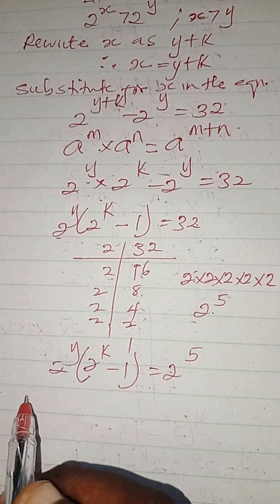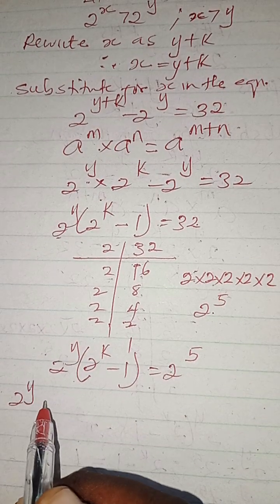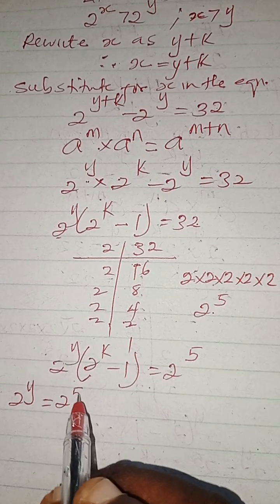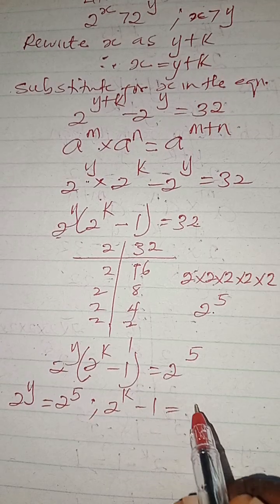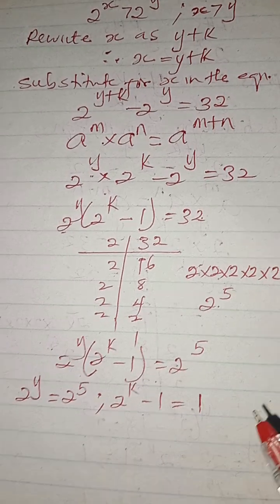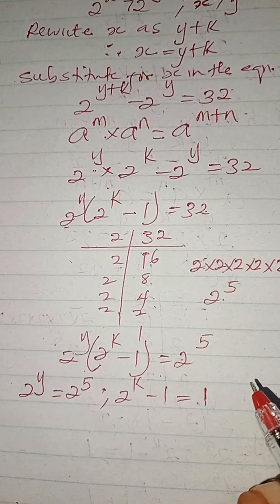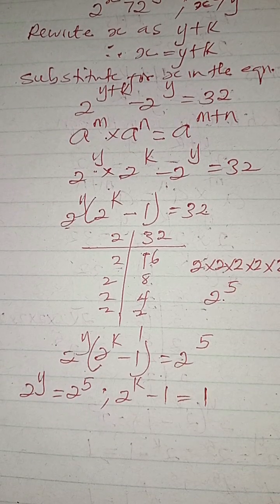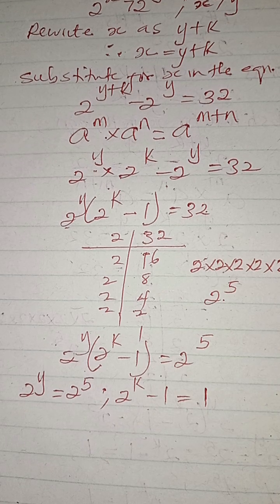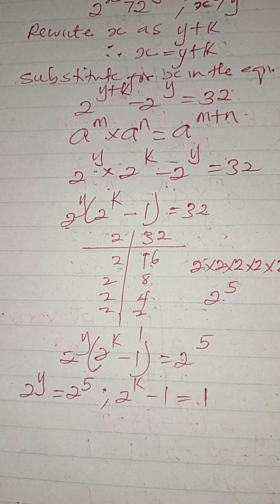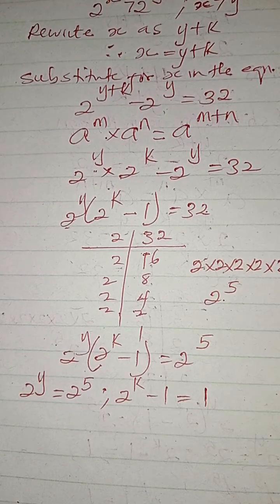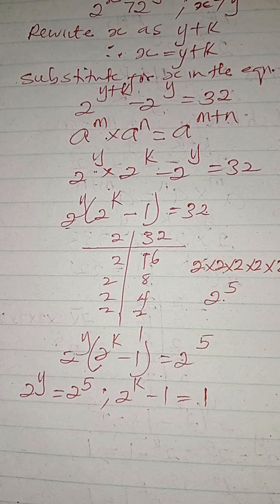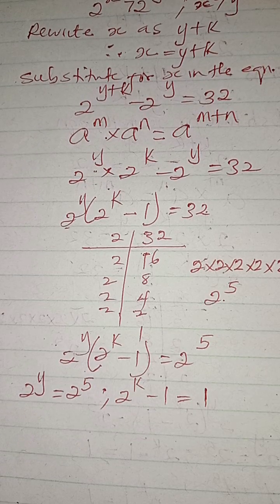Now, here you are going to get two equations. 2 raised to the power of y is equal to 2 raised to the power of 5. Then the second equation here will be 2 raised to the power of k minus 1 is equal to 1. Some will ask, how did I get my 1? This is magic. Yes, you still remember your HCF. Sometimes in HCF, if you don't have anything that is common to the two numbers, you use 1. That's why here we have just 2 raised to the power of 5. So the only odd factor on the left hand side is 1.